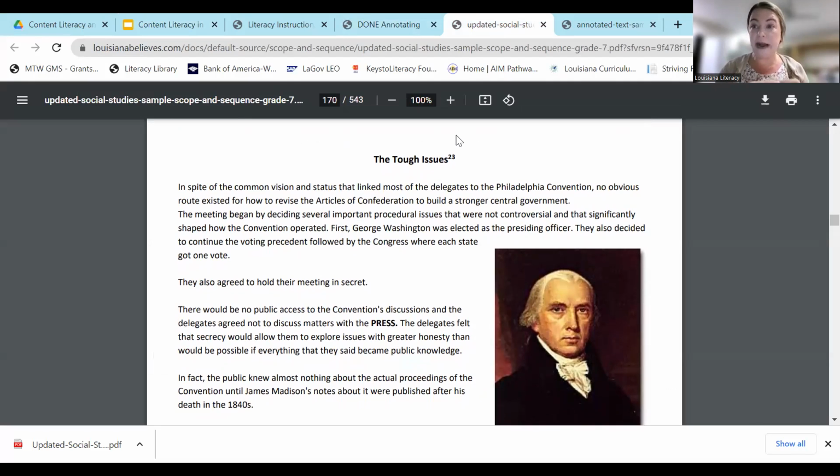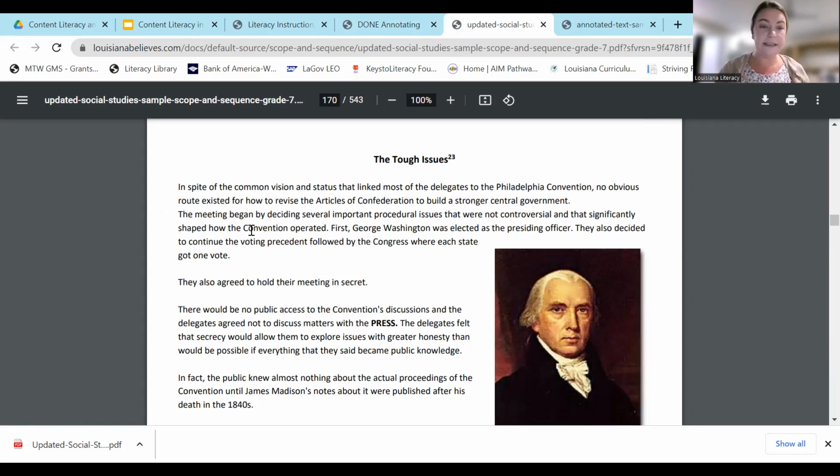And I model a paragraph for them. I model using the symbols. I model using my thinking out loud. I have this up on the Promethean board and they have their source in front of them as well, whether it's on the computer or a hard copy. And they're watching me at first. And then we do some guided practice and I start releasing them as we go. Okay. So I'm literally going to model for them. So tough issues. Remember, we're looking for challenges during the Constitutional Convention.